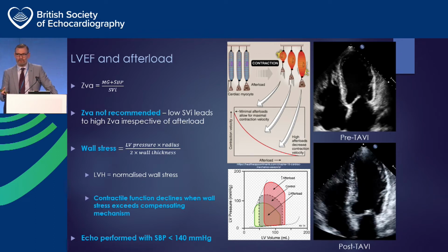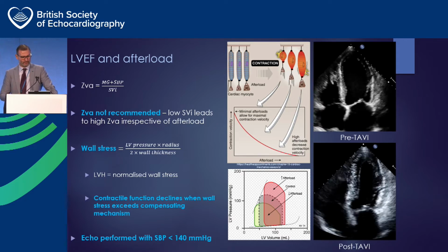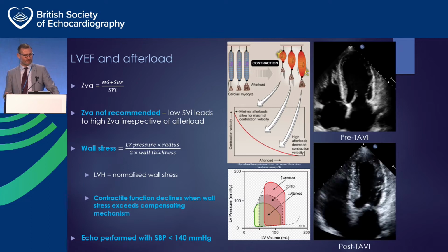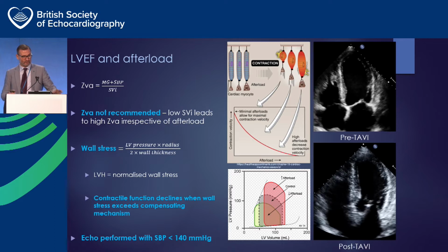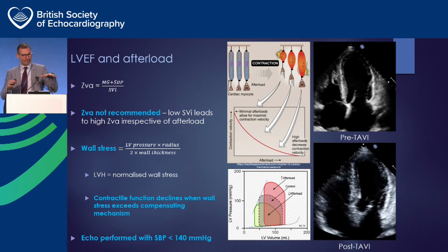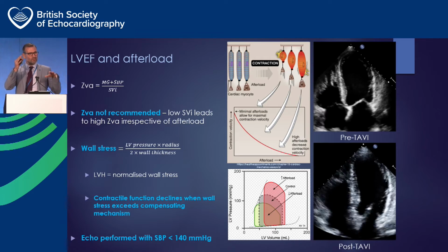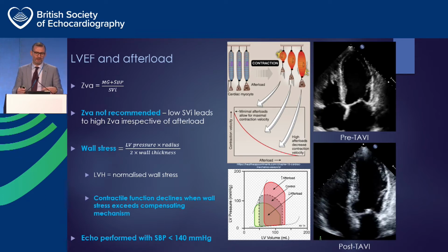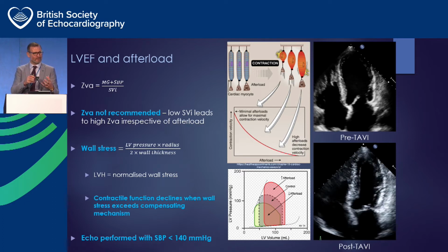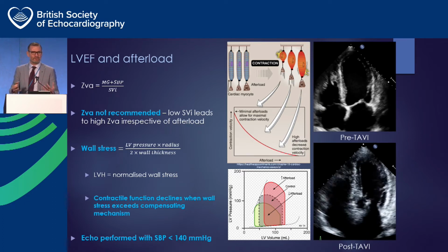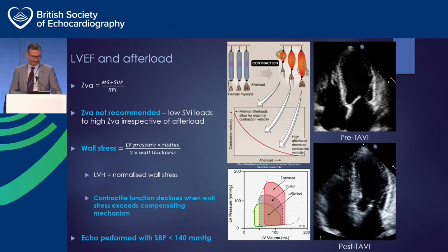And we certainly don't recommend calculating wall stress by echo, but it's a fairly straightforward calculation of multiplying LV pressure by LV radius and dividing that by 2 times our wall thickness. So you can see that if LV pressure and radius remain the same, as LV wall thickness increases, then your wall stress decreases. And so hypertrophy secondary to aortic stenosis is that compensatory mechanism that overcomes that wall stress and allows the ventricle to continue to contract normally with a normal ejection fraction.